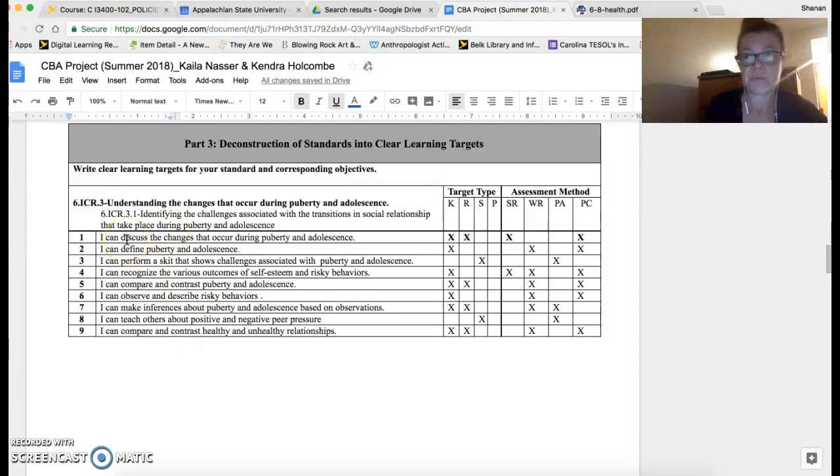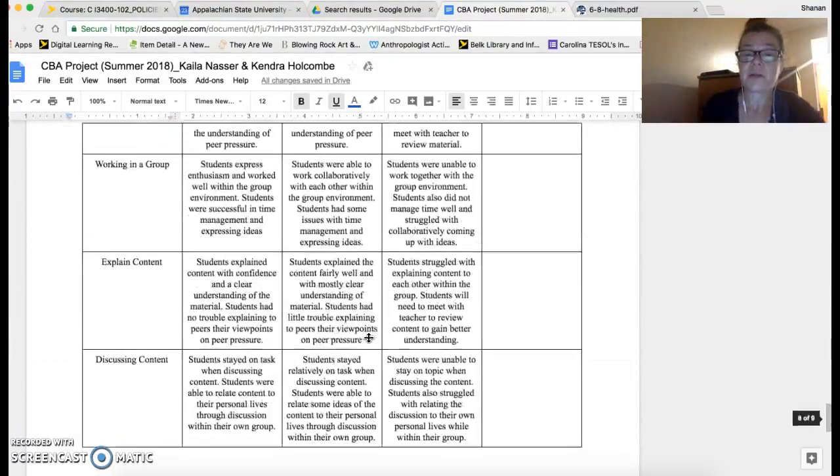So what you want to do for part 5 is you want to take these, you want to look at these and think, what would be formative assessment activities that I would do in my class to address these? So for example, for the first one, you put, I can discuss changes that occur during puberty and adolescence, and you put that you would assess it using selected response and personal communication. So on your formative assessment plan, for selected response, you might have like a group quiz or like a Kahoot or something like that that addresses this. So that's what you would put down here in part 5.